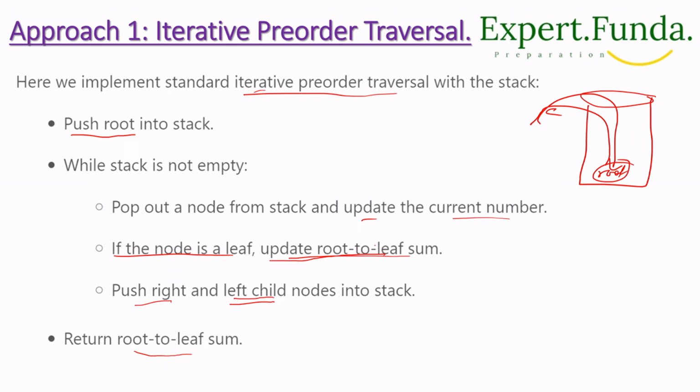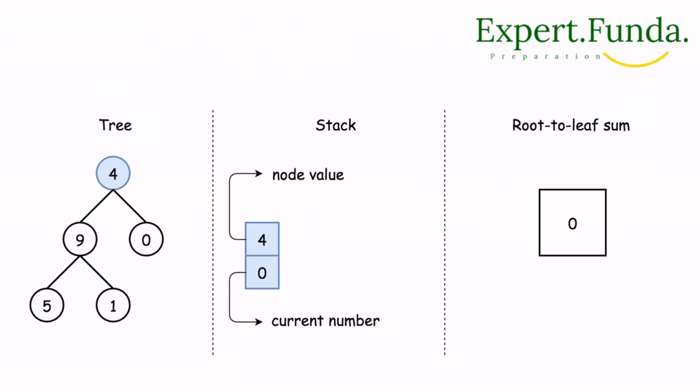So what we have to do: first of all, we push the root onto the stack, and while the stack is not empty, we pop out the node from the stack and update the current number. If the node is a leaf, we update the root-to-leaf sum, and we push the right and left children onto the stack, and we update the same thing again and again. Okay, so what I'm trying to say, let's understand this.